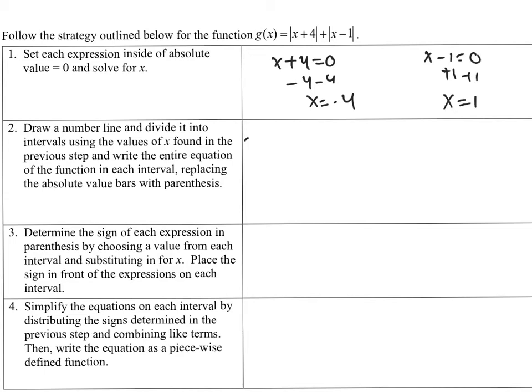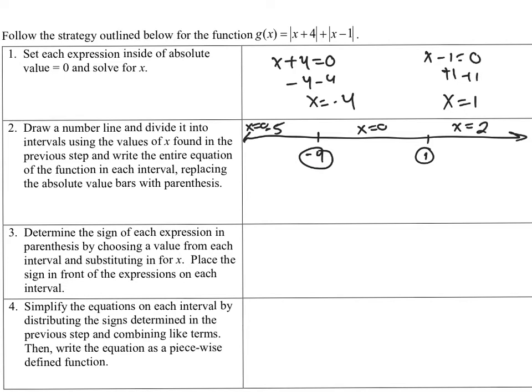So here we have our number line, and our x values are negative 4 and 1. To the left of negative 4, we have negative 5. In between negative 4 and 1, we'll say we have 0. And to the right of 1, we'll say x is 2.